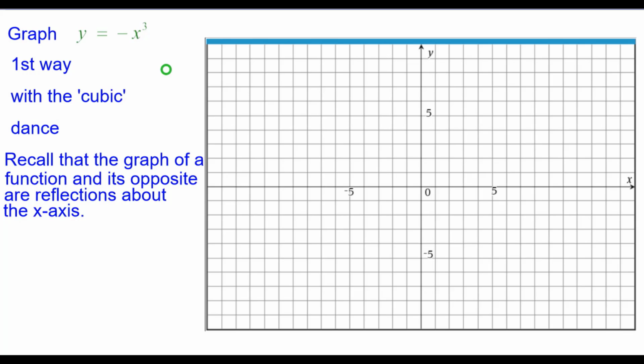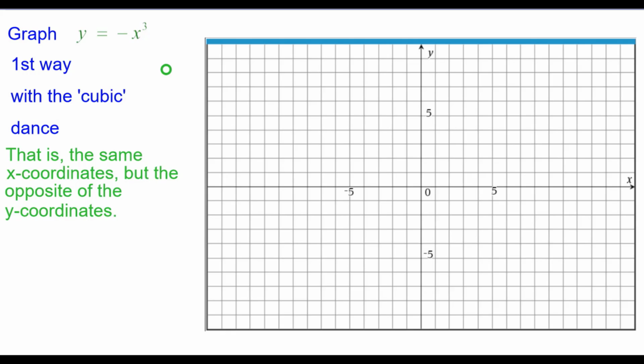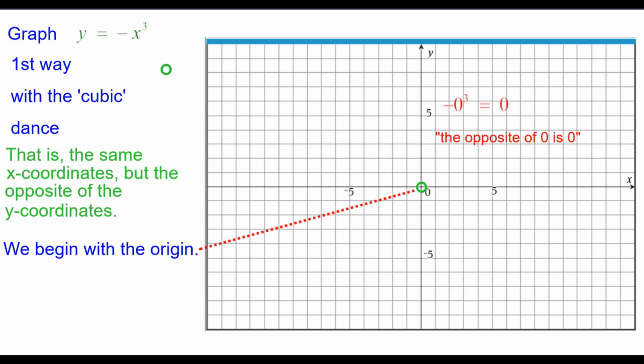Recall that the graph of a function and its opposite are reflections or mirror images about the x-axis. That means they have the same x-coordinates, but the y-coordinates are opposites of each other. We're going to begin with the origin. The origin is on the graph because the opposite of 0 cubed is 0. So 0, 0 is there.